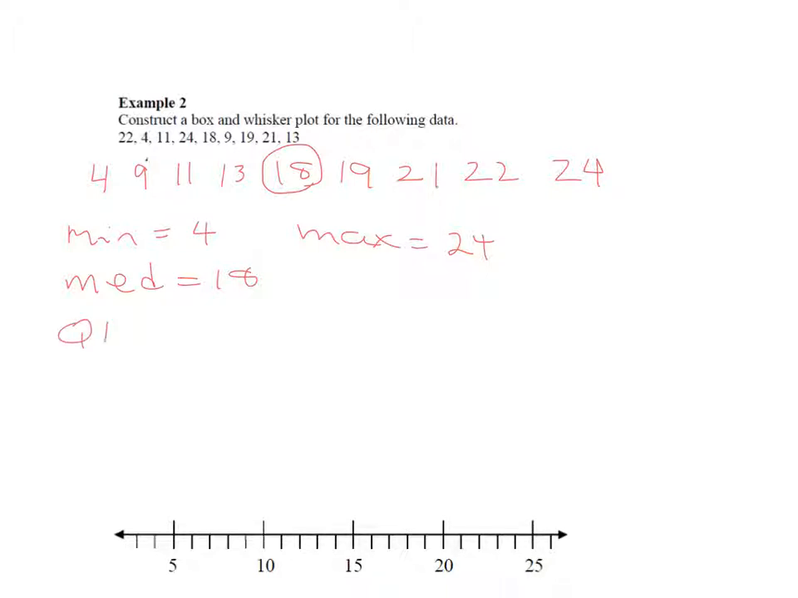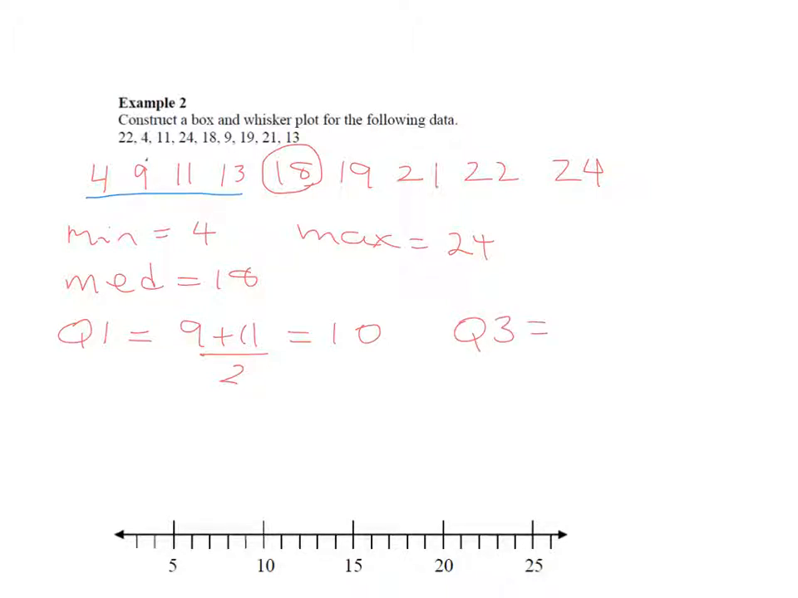So now let's look at our first quartile. So we're going to look at the numbers that are below the median, and we want the median of those. So in this case, we can see that 9 and 11 are the two middle numbers, so we're going to add them together. 9 plus 11 divided by 2, so our first quartile is 10. And I'm just going to write that here just for space.